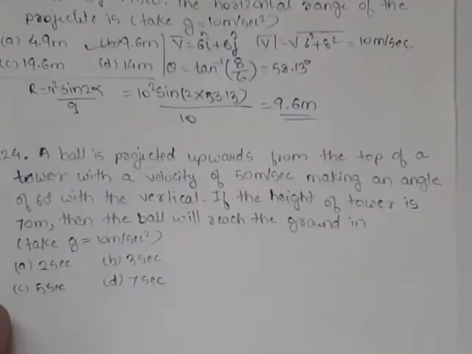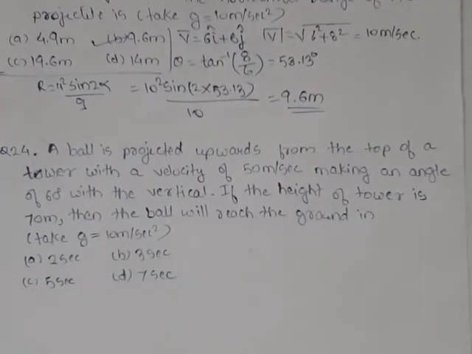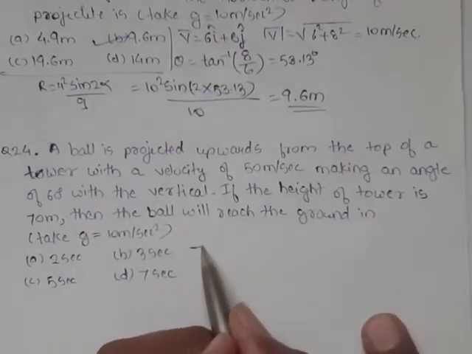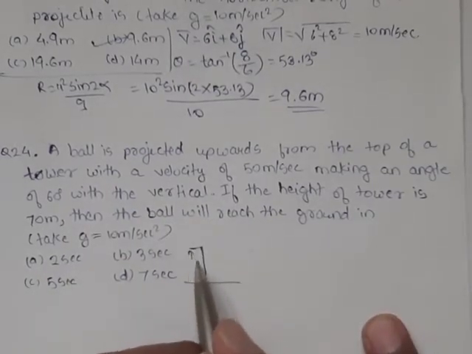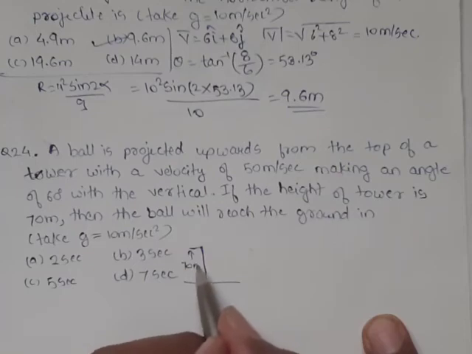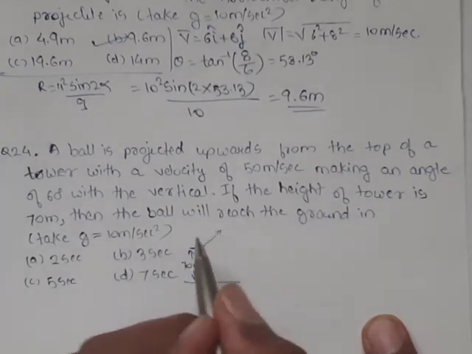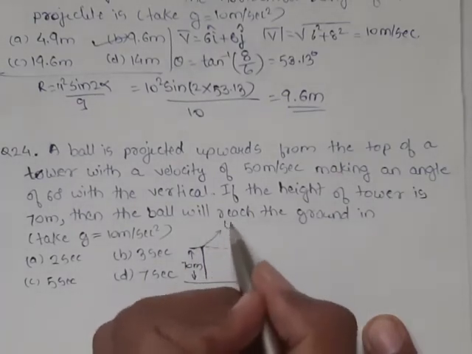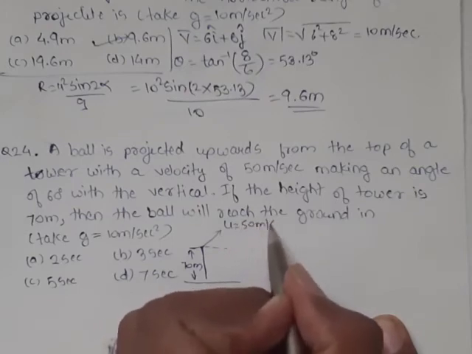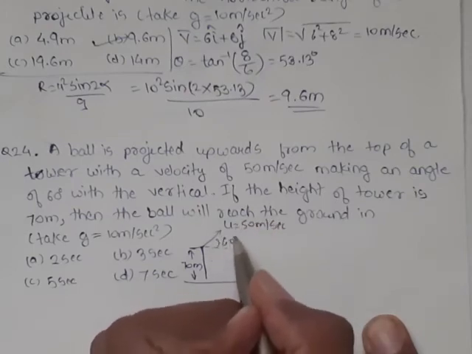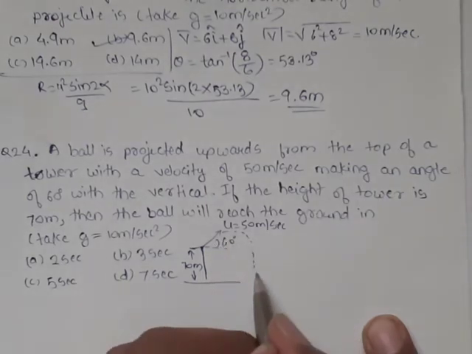Now question 24. A ball is projected upward from the top of a tower with a velocity of 50 meter per second, making an angle of 60 degree with the vertical. If the height of the tower is 70 meter, then the ball will reach the ground in? So time is required. Suppose this is a building and the height of the building is 70 meters. From here the projectile is fired with initial velocity equal to 50 meter per second at an angle of 60 degree. What is the time required by the projectile to reach the ground?